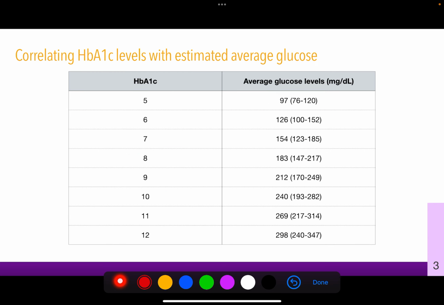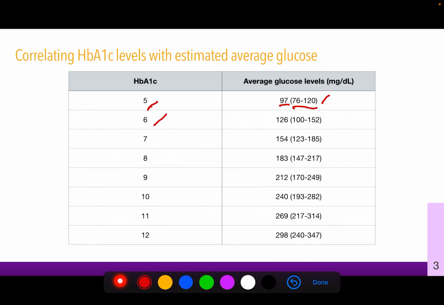Then, just like HbA1c shows you the control of the patient for the past 90 days, this glycated hemoglobin can be correlated with the average glucose levels. For example, if it is 5, the average glucose level of the patient will be somewhere in the middle, the mean will be 97. It will be somewhere between 76 to 120.